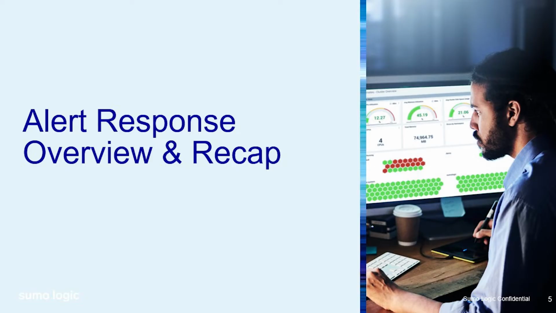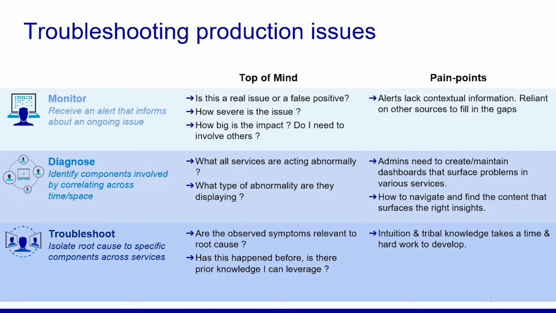Okay. So let's start with the overview of the feature. Troubleshooting issues in production broadly falls into 3 main steps. The monitor step, where a user gets notified about an issue. At this stage, they're trying to figure out what has happened. The top of mind things are, is this a real issue or a fake? How severe is the issue? How many customers are impacted? And the biggest pain point is finding the information that can help you answer these questions quickly, so that you can get to the next stage.